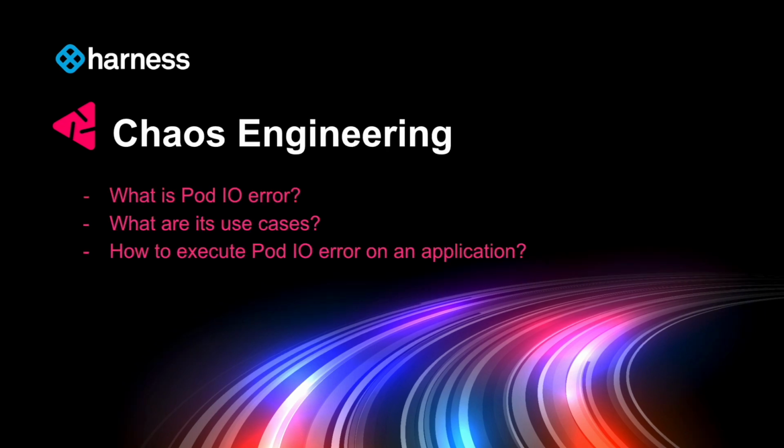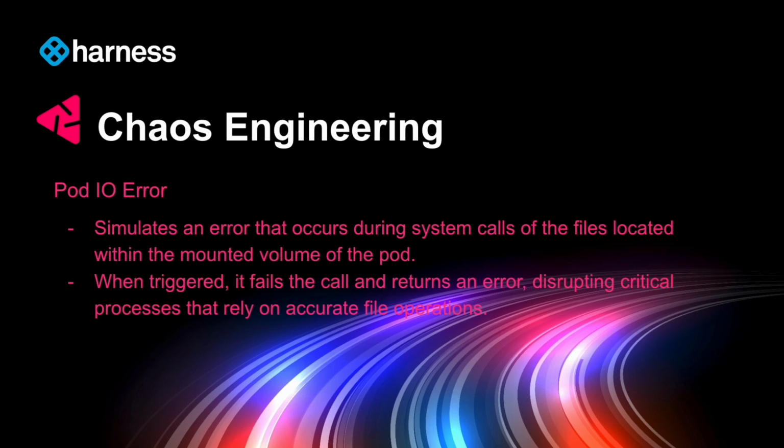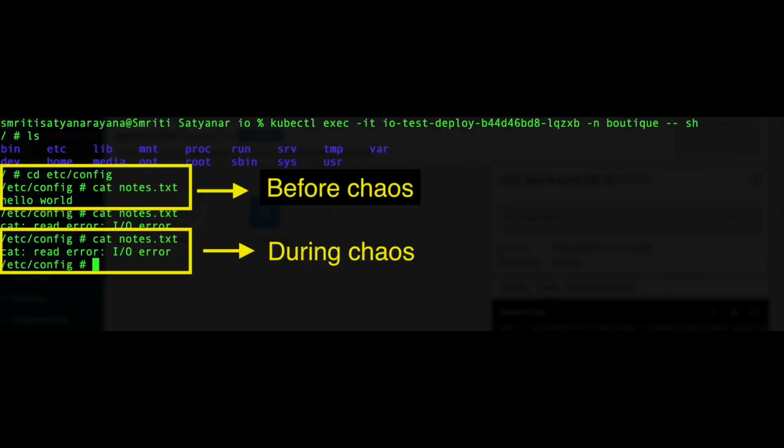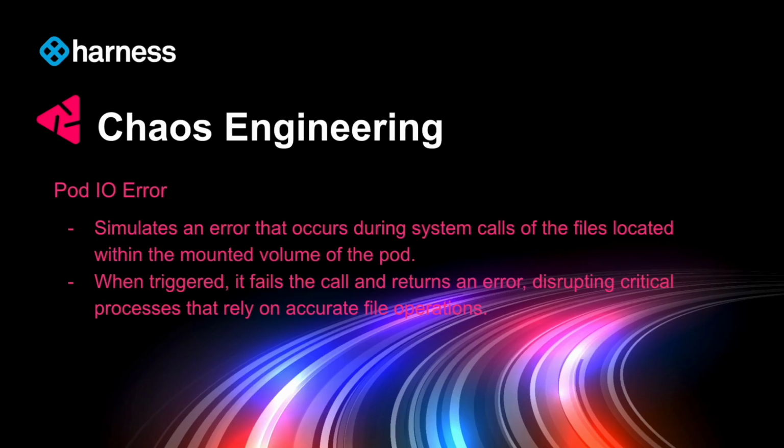You will learn what pod IO error is, its use cases, and how you can execute pod IO error on a demo application named Booty. Pod IO error, as the name suggests, gives an error when chaos injection is in action for input output operations on files that are located within the mounted volume of a pod. When this fault is in action, you will not be able to perform read, write, and other operations on files. This may disrupt critical processes that rely on such IO operations.